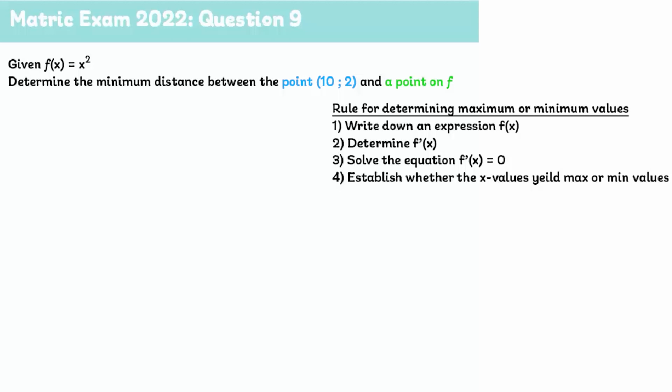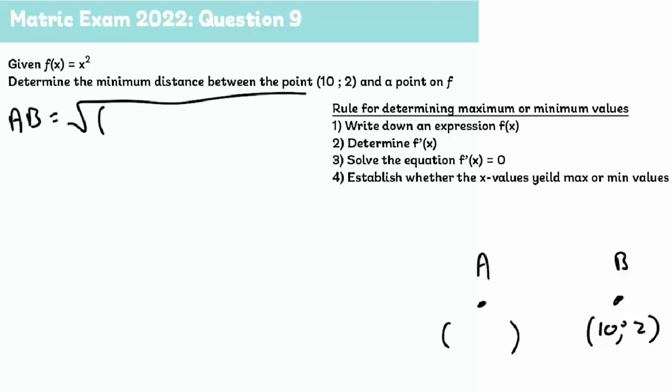So in essence, we have a line. We have A and B. We have an X value of 10 and a Y value of 2 for B. On this side, however, we have no idea. In this instance, we need a straight line formula. Let's call it AB is equal to the square root of (X of A minus X of B) squared plus (Y of A minus Y of B) squared. So that's the formula for the distance between 2 points, in this case A and B.